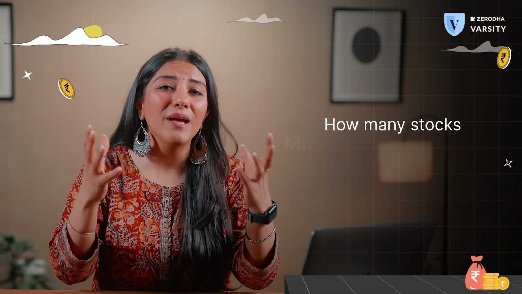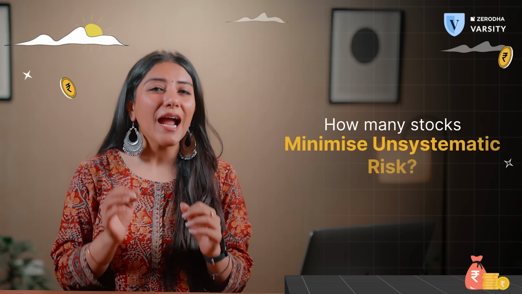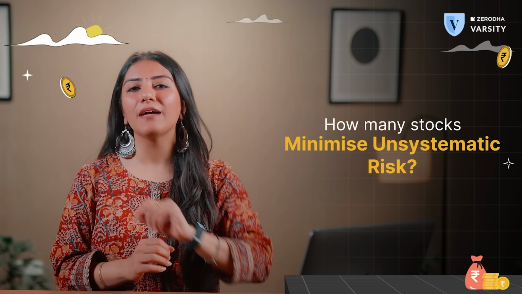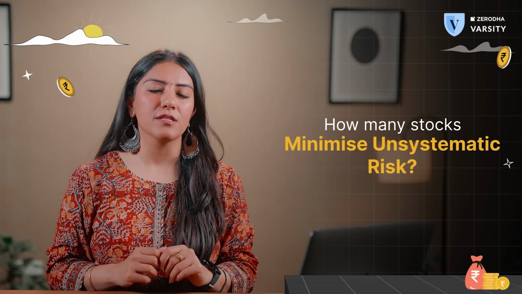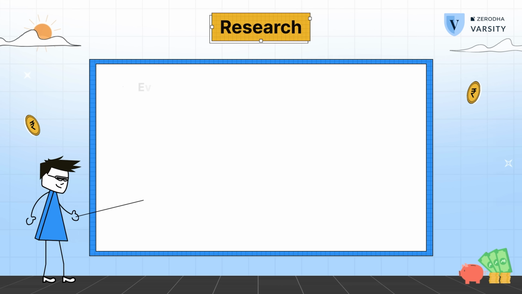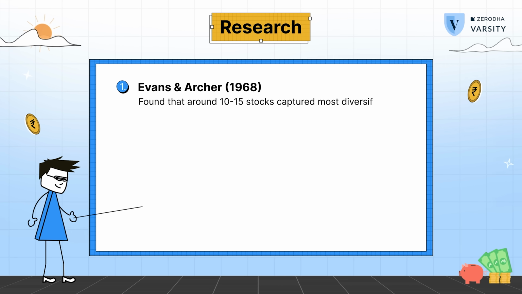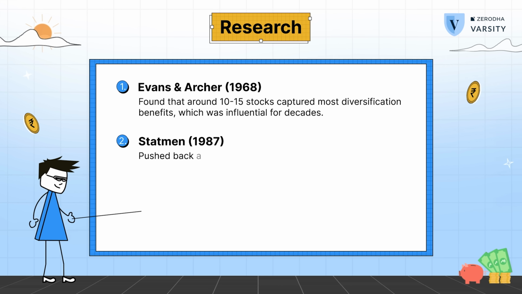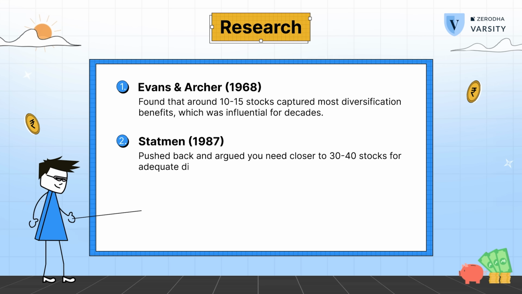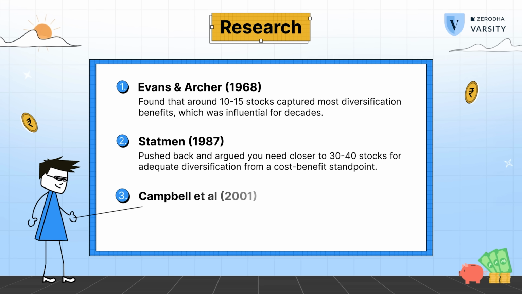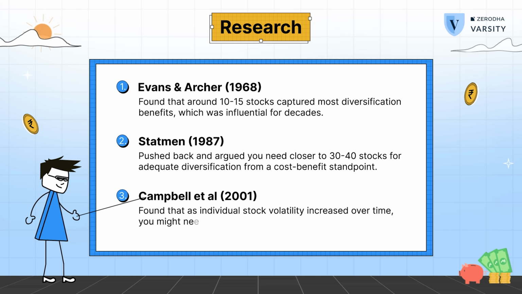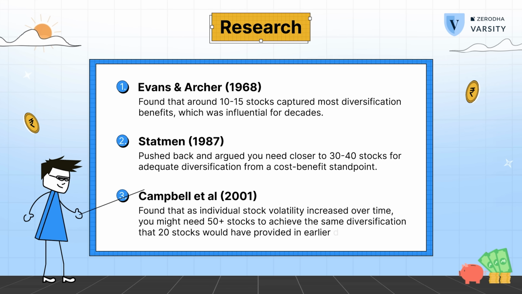This leads to a very important question. How many stocks does a portfolio actually need in order to properly diversify this unsystematic risk? Research shows that once a portfolio reaches around 20 to 21 stocks, most of the unsystematic risk is already diversified, and adding more stocks beyond that point may not provide much additional benefit.